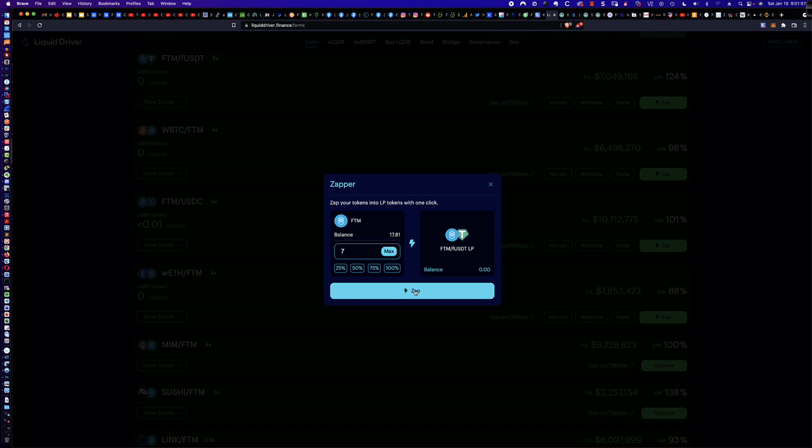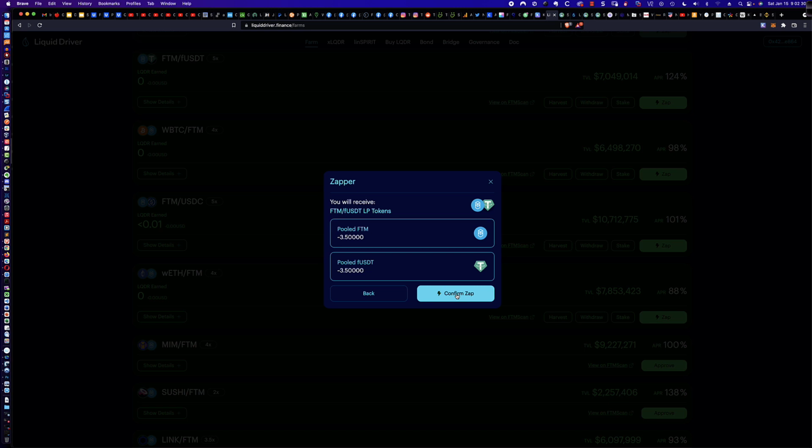And remember, the FUSDT that I already have, I had 2.9 something. Now, zapping is not taking the FUSDT I currently have. That's just sitting in my MetaMask wallet. It's going to take the 7 FTM and swap the FTM for an equal amount of FUSDT. It's doing all of that at SpiritSwap. Then it's going to create the liquidity pair, and then that liquidity pair is going to show up over on SpiritSwap. So let's zap it.